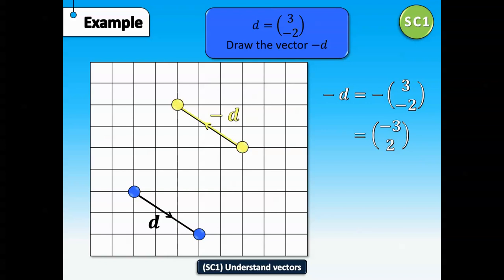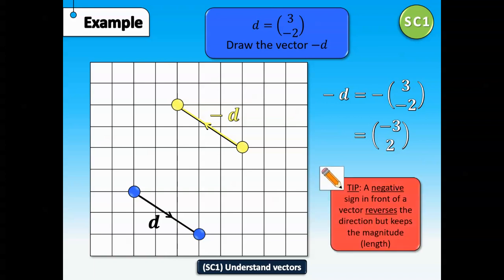And you can see that vector d and minus d are the same, they just go in the opposite direction. So a negative sign in front of a vector just reverses the direction, but it keeps the magnitude or the length the same.